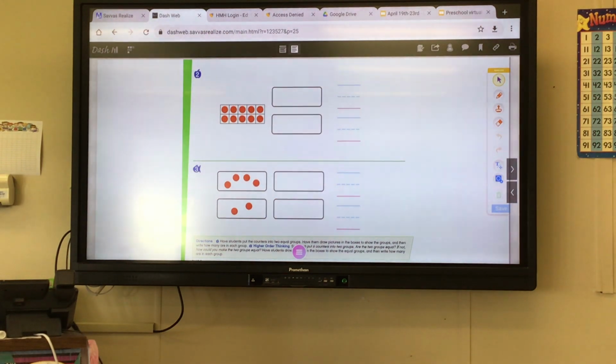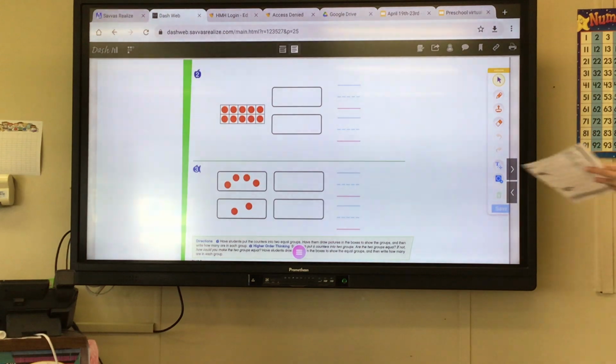Try again. Okay, write how many you have in each group now. Write your total number.